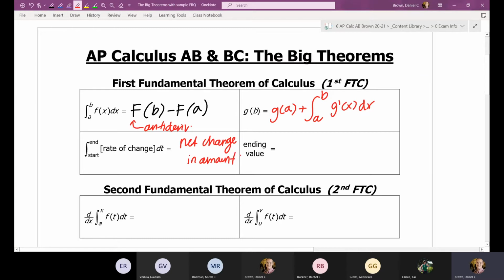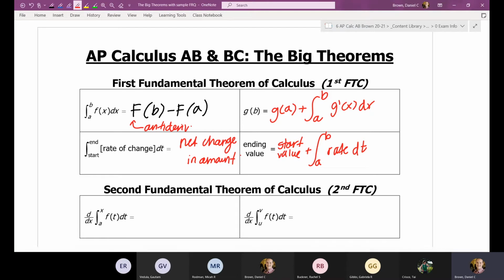Same thing with that rewritten version of the first FTC. We often use that to help us find some ending value. This is often with those rate in, rate out problems. That one in words is like we have the starting value or the initial condition plus the integral from the start to the end of the derivative, which we know is a rate. So that was the first FTC. That's one of the big overreaching ideas that we have in calculus.